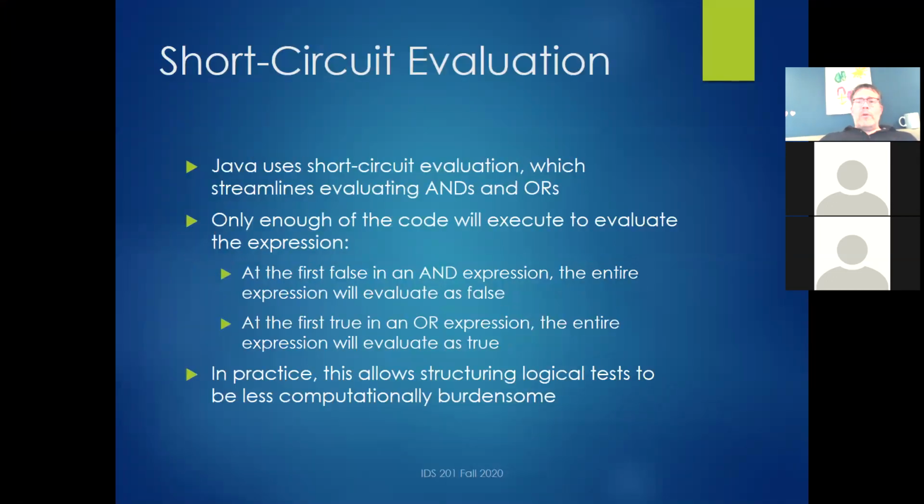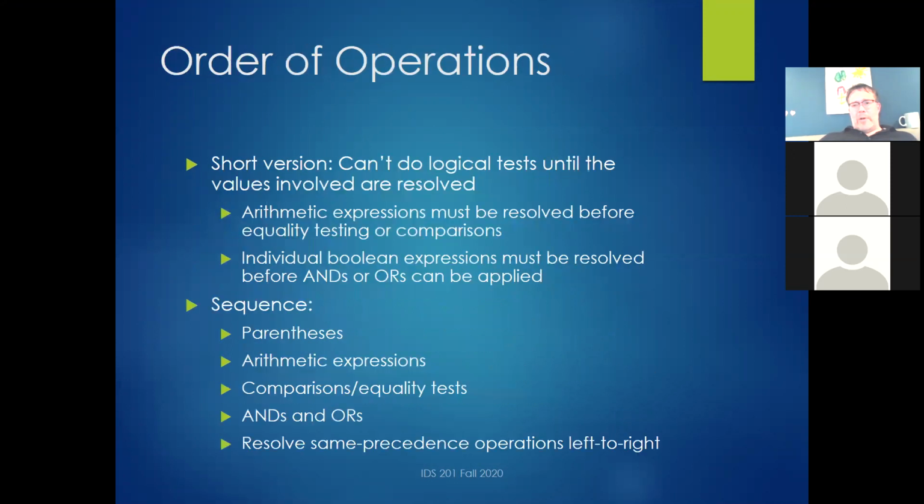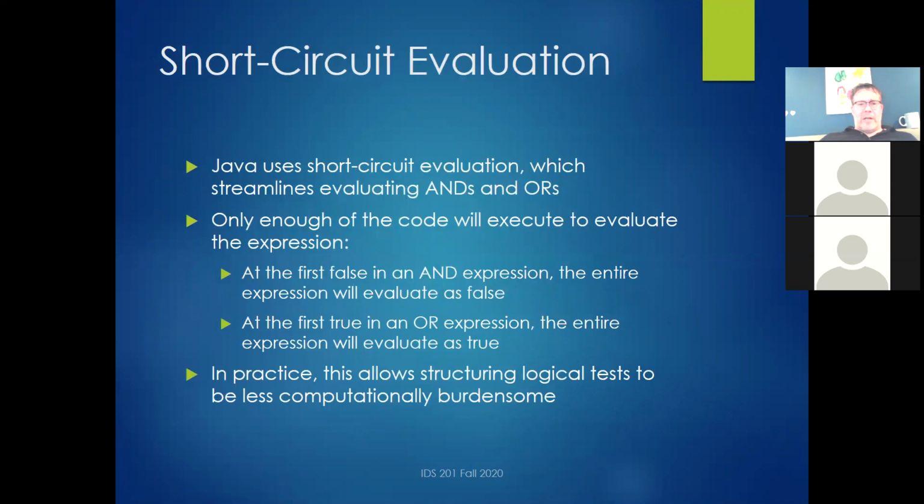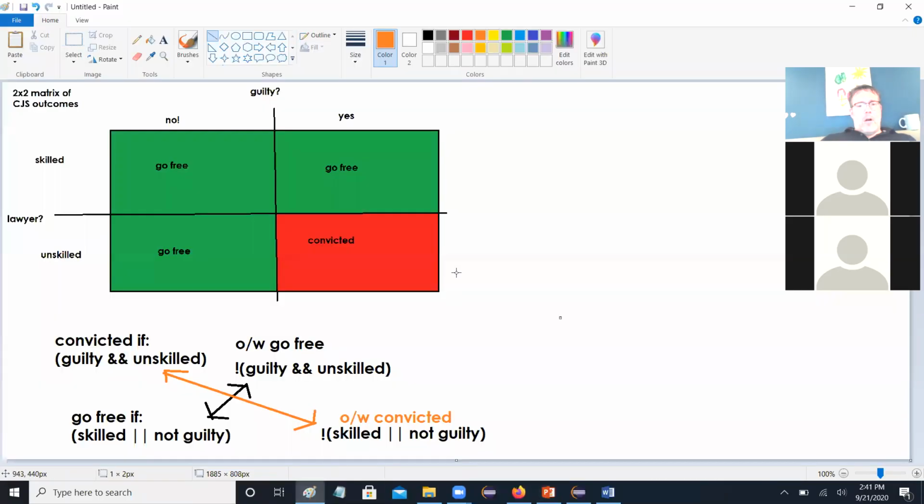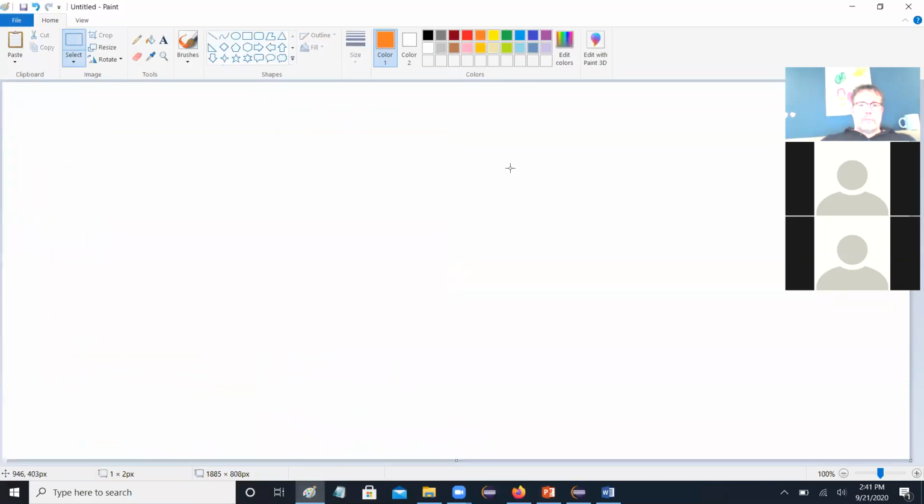Okay, one more thing. We're going to cover short circuit evaluation. Then we'll actually do some order of operation stuff. We'll come back to that on Wednesday. So short circuit evaluation. This is a neat little thing that Java uses. It streamlines evaluating ands and ors.